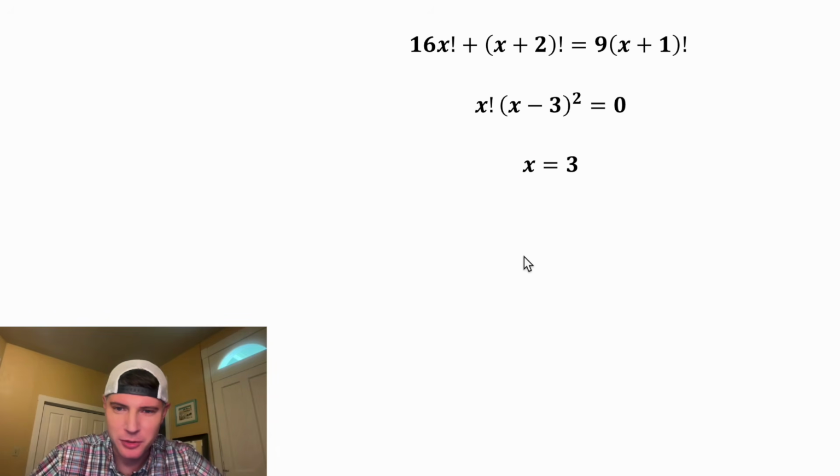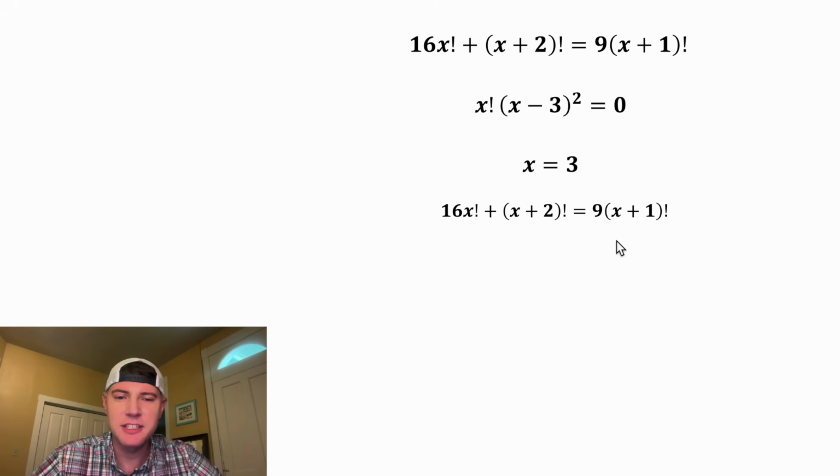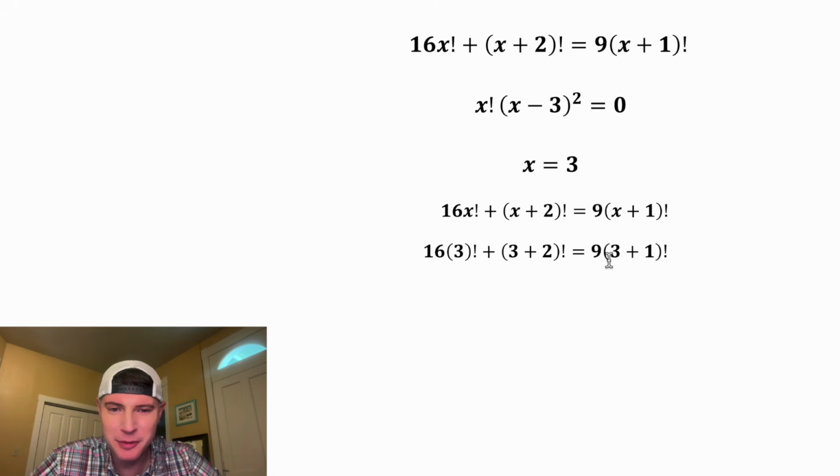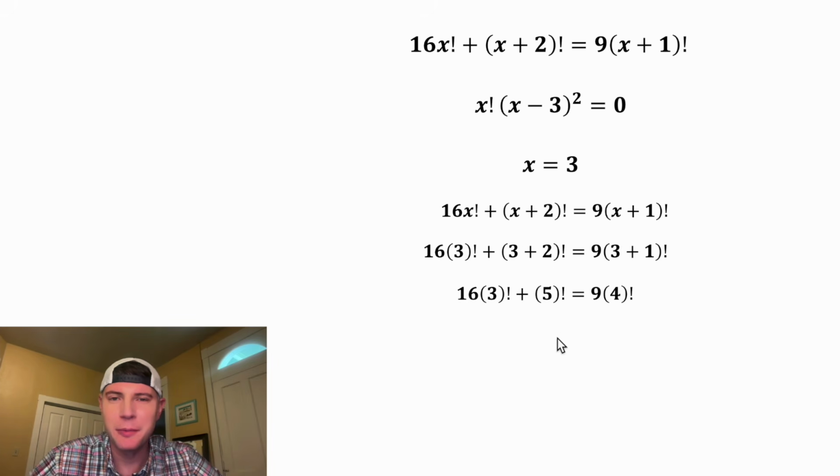Let's check it really quick. Let's copy down the original equation, and in the place of each of the x's, let's plug in 3. Let's clean up inside of the parentheses first. 3 plus 2 is equal to 5, and 3 plus 1 is equal to 4. And then we can copy down everything else. 3 factorial is equal to 3 times 2, which is equal to 6. So we have 16 times 6.